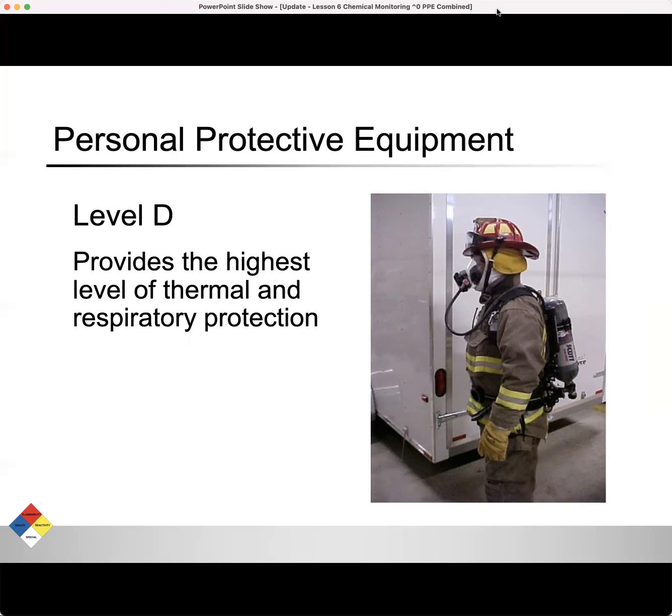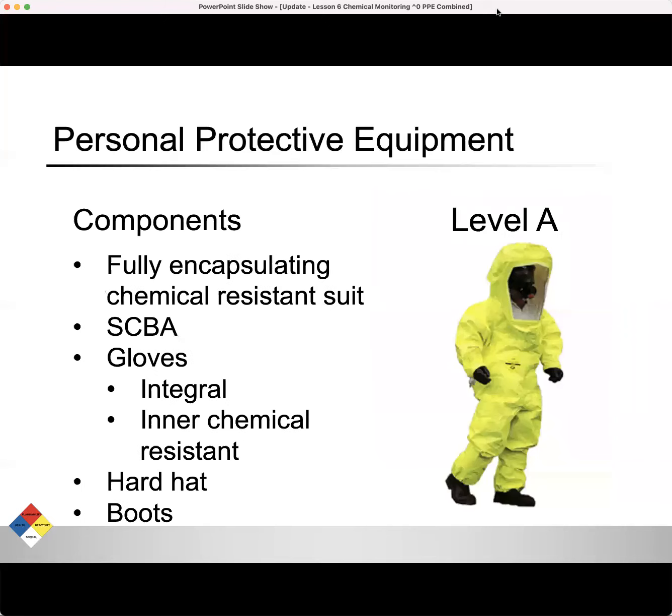Now notice I said level D for firefighters. Level D is described or defined as the normal ensemble that you would wear for your job. We're firefighters, so this is our normal ensemble or group of PPE components.